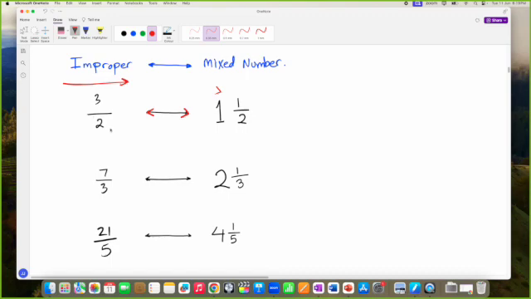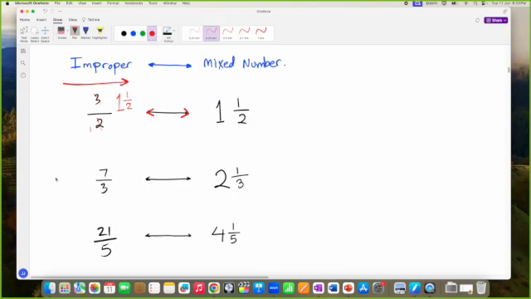So what we have to do is divide. You have to say, how many times can 2 go into 3? How many 2's are there in 3? Well, there is 1 two in 3, and then I'll have 1 remaining. So 2 could go into 3 one time, and then you have 1 remaining over that same denominator. And so you get the mixed number, right?